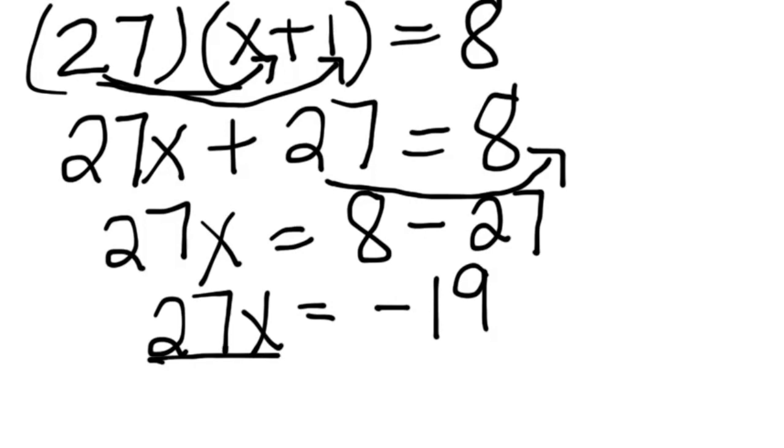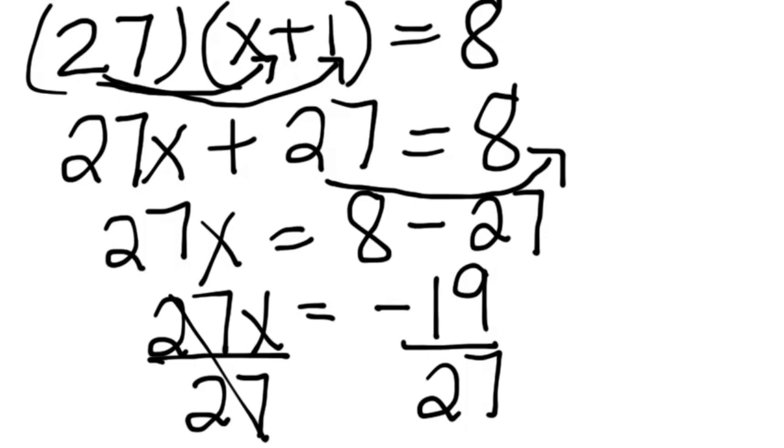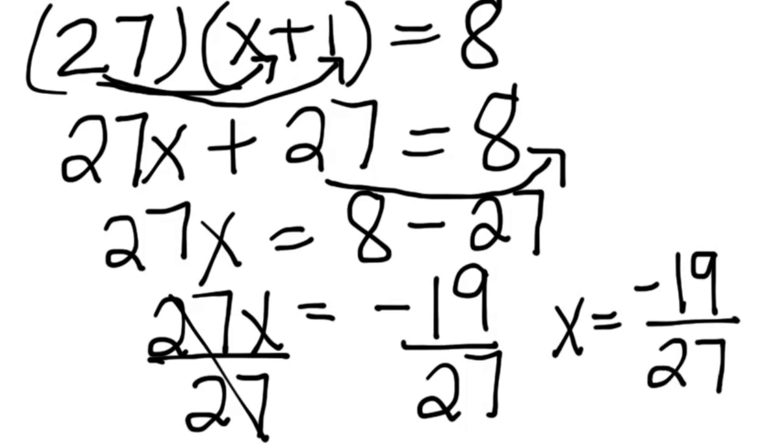And then we need to divide both sides of the equation by 27 so that we can cancel it out. So our value of x is negative 19 over 27.